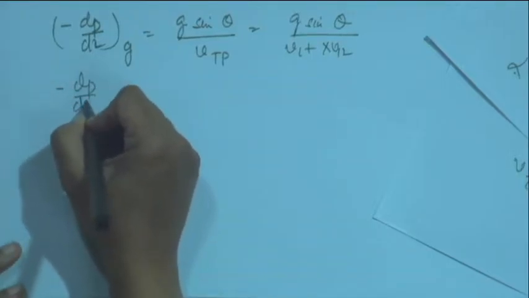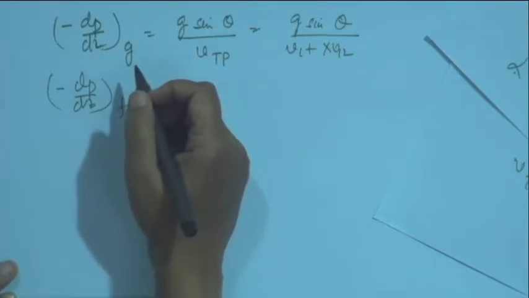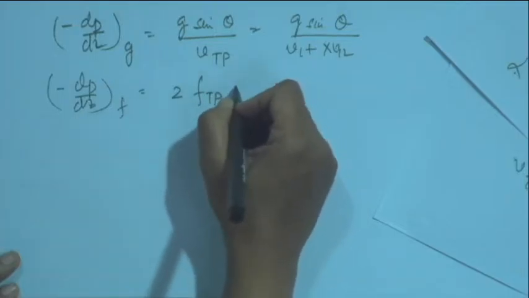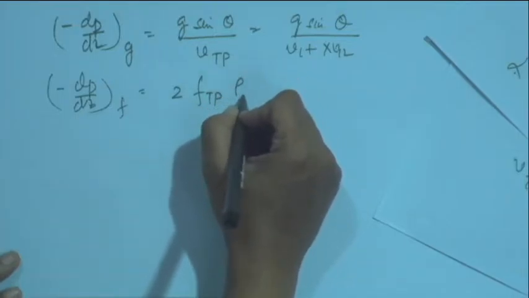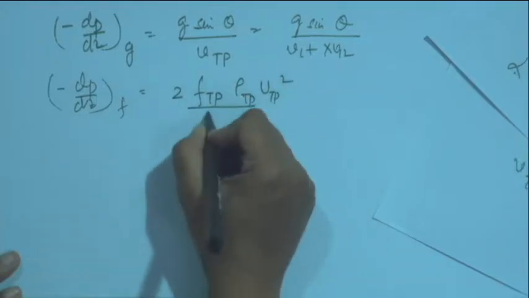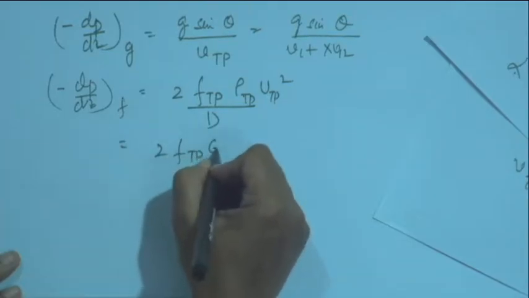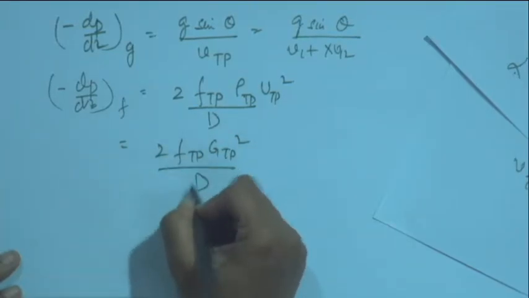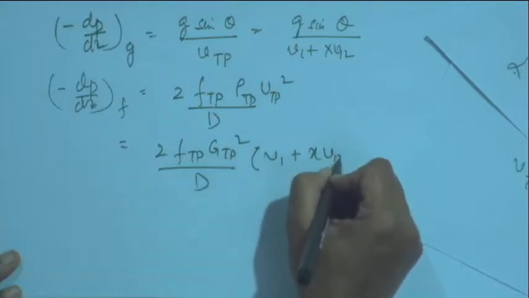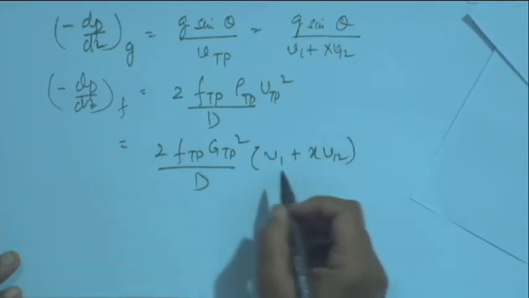Now we go to the frictional pressure gradient. What do we find in the frictional pressure gradient? Naturally, this frictional pressure gradient is equal to 2 f_TP rho_TP U_TP square by d, which is equal to 2 f_TP G_TP square by d into V_TP, which can otherwise be written down as V1 plus x V12. The V_TP part can be written in this particular form.